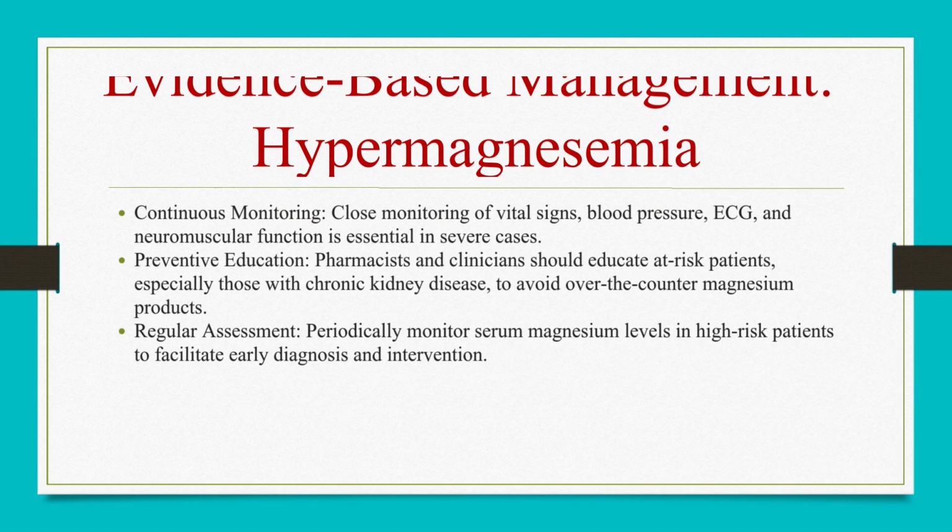Evidence-based management, hypermagnesemia. Continuous monitoring. Close monitoring of vital signs, blood pressure, ECG, and neuromuscular function is essential in severe cases. Preventative education. Pharmacists and clinicians should educate at-risk patients, especially those with chronic kidney disease, to avoid over-the-counter magnesium products. Regular assessment. Periodically monitoring serum magnesium levels in high-risk patients to facilitate early diagnosis and intervention.